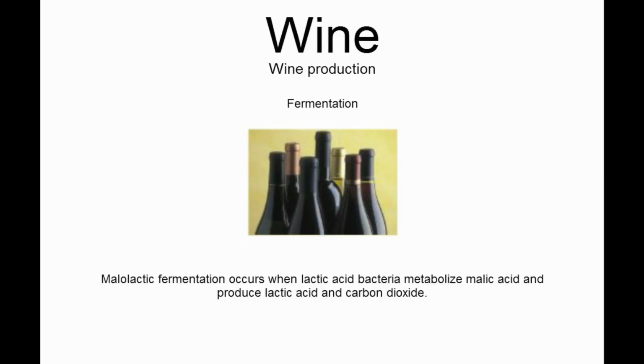Malolactic fermentation occurs when lactic acid bacteria metabolize malic acid and produce lactic acid and carbon dioxide. This process is carried out either as an intentional procedure during the aging process, or by chance. Malolactic fermentation can improve the taste of wine that has high levels of malic acid. Because malic acid, in higher concentration, generally causes an unpleasant harsh and bitter taste sensation, whereas lactic acid is more gentle and less sour.